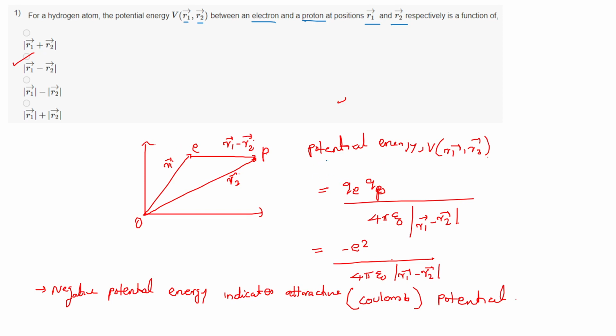Then the potential energy we can write as Qe Qp divided by 4 pi epsilon 0 modulus of R1 minus R2, so it will be minus e square divided by 4 pi epsilon 0 modulus of R1 minus R2. The negative sign here indicates physically that it is an attractive potential.